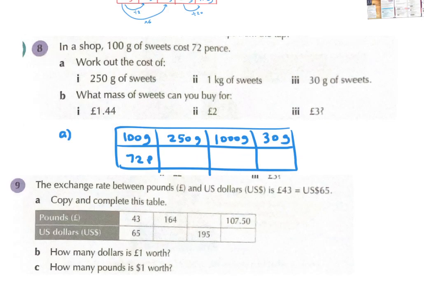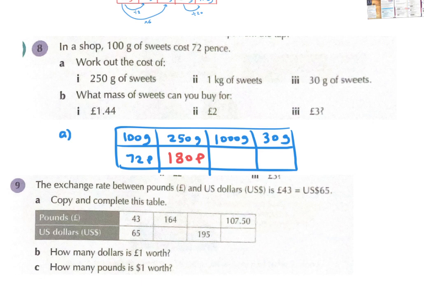Done number 6? So this is number 8. We have the cost of 100 gram is 72 pence. So we need to find the cost of 250 gram, 1 kg, which means 1000 gram, and 30 gram. How to find this number? Yes, cross multiply. So 72 times 250 divide by 100 equals 180 pence.